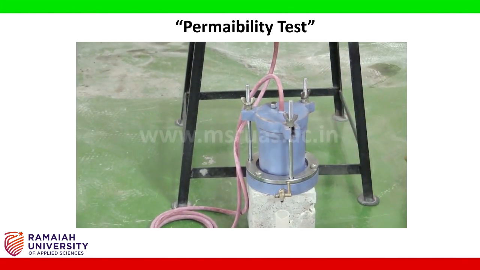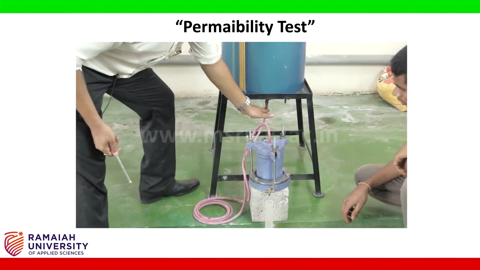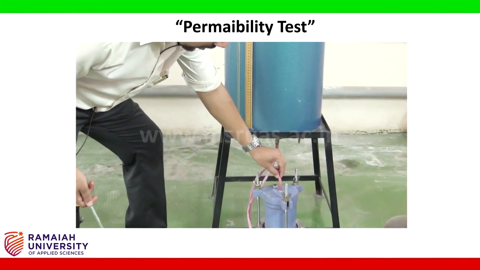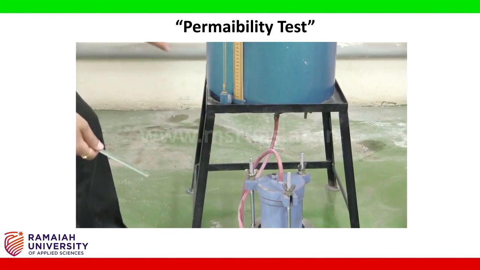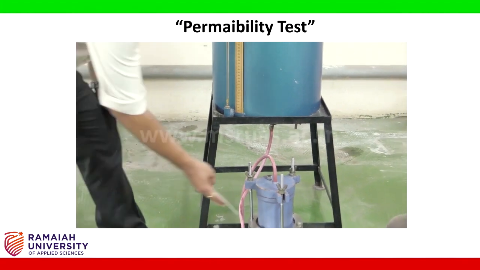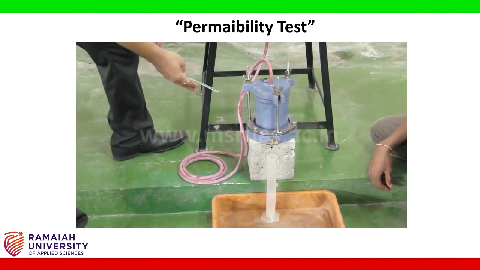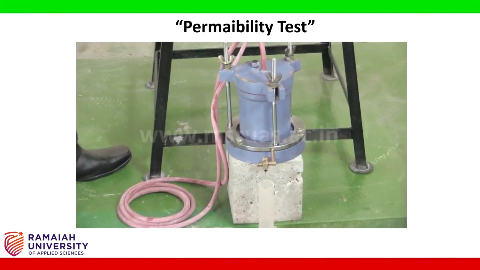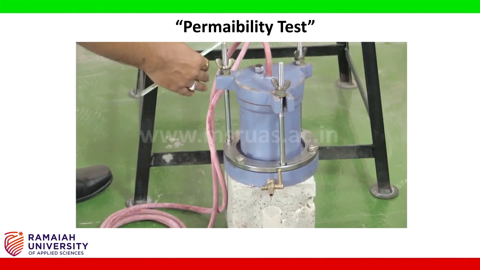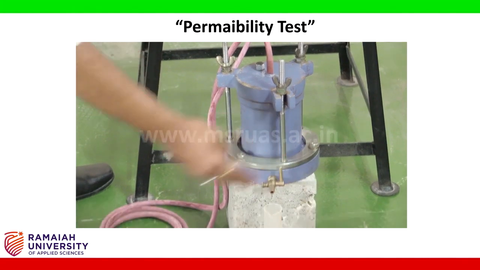Once we have given the connections to the rubber tube with the exit of the reservoir and to the inlet of the specimen, it is now required for us to see to it that the specimen in this mold is completely saturated. When I say being saturated, it means that whatever water flows through the reservoir, the quantity must be the same coming out from the exit.